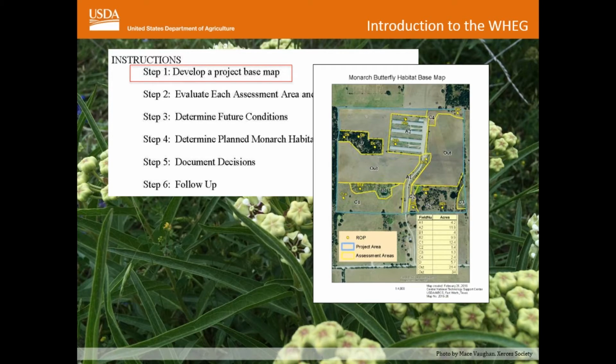Farmstead is an eligible land use. They may or may not want to do that. So this is just a suggestion. It's not a requirement, but you can make your base map to help the landowner with some planning. Then we're going to walk through determining future conditions, a little more about determining your planned habitat, and then documenting decisions.